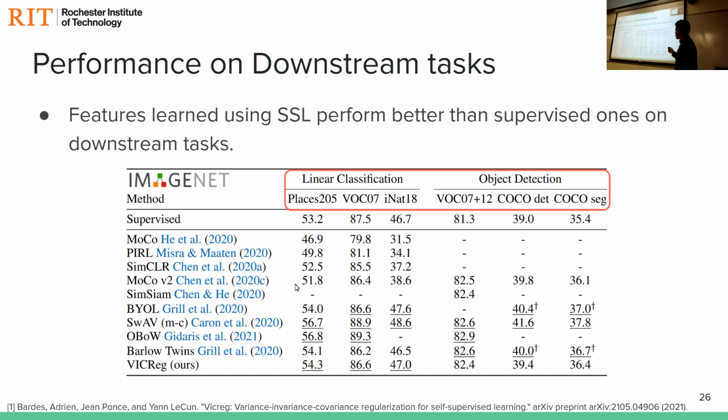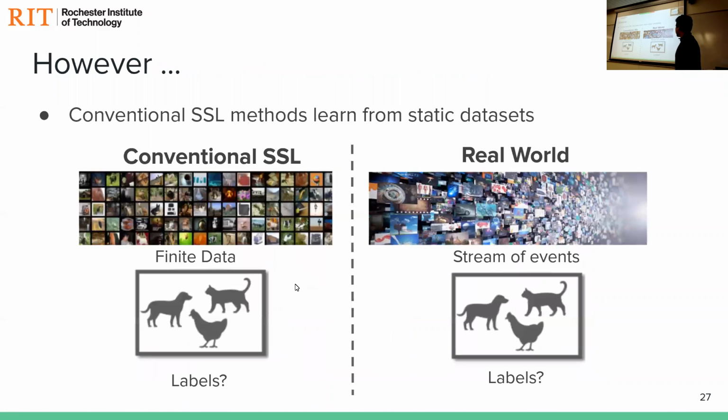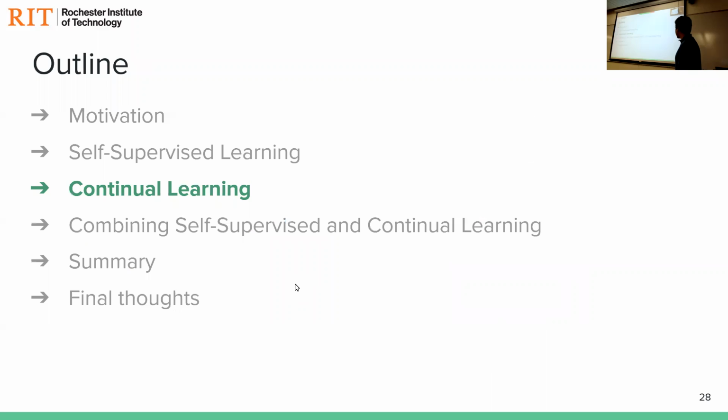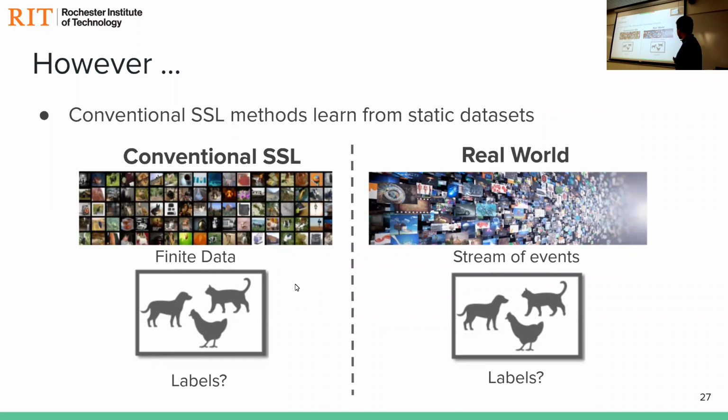So that's really good because that's going to help a lot once I show you how we can combine this with continual learning. However, these self-supervised methods are still using this fixed, finite data, right? It's the ImageNet data. We don't use labels, but the data is still fixed. But we still want to deal with these characteristics of the real world. So now we are going to jump into continual learning, which deals with the stream of events part.